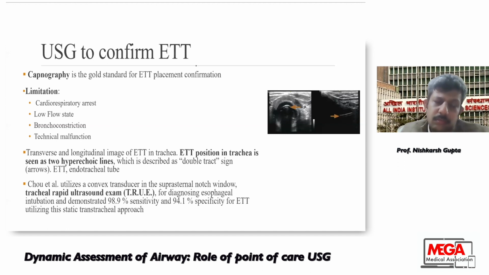So basically what is recommended is to use a tracheal rapid ultrasound examination in the suprasternal notch window. In this window, we will see the esophagus and the trachea. When we see the tube passing in, we can see whether it is in the right place and confirm the placement. I will be coming to this in a later slide. Even the ACLS guidelines have recommended that we should use ultrasound, if possible and if the skill is available, for confirmation of the ETT in the cardiorespiratory arrest situation.